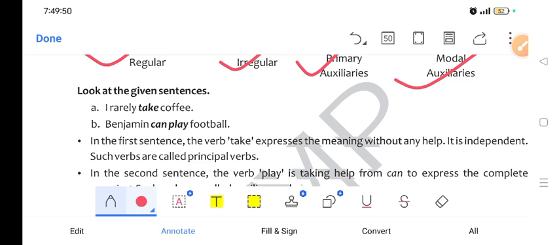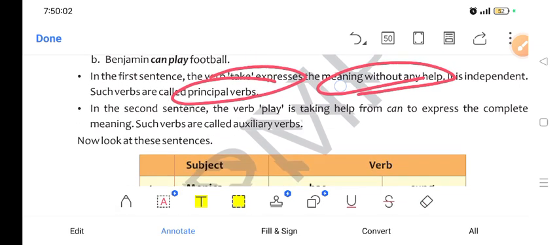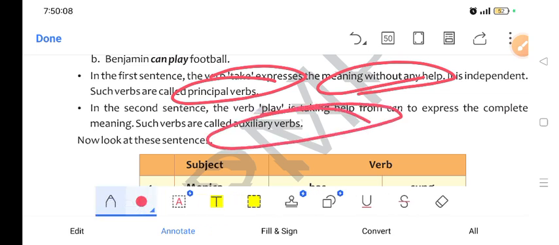So look at the given sentences. I rarely take coffee and Benjamin can play football. So take expresses the meaning without any help. It is independent. Such a verb is called a principal verb. In the second sentence, the verb play is taking help from can to express the complete meaning. This is called an auxiliary verb.